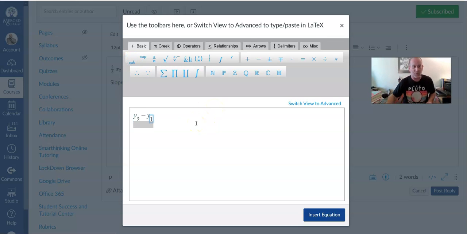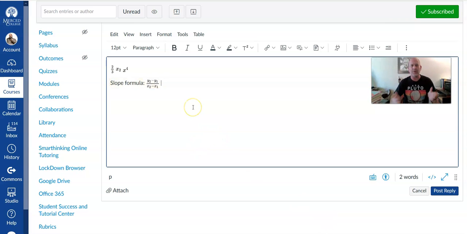Okay, so we got y2 minus y1, right? And then we'll just tab out of that environment or get into this environment here. And then we need x2 minus x1, right? And then we just insert the equation, and boom, we have a beautiful slope formula, just the way you learned it before. Excuse me.